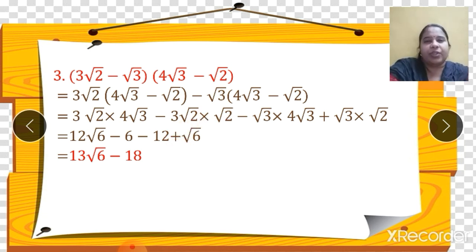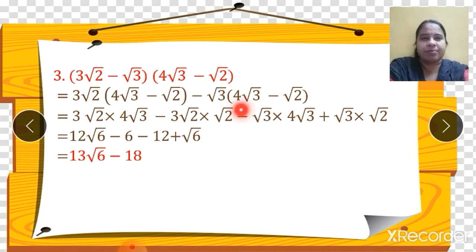Correct? Okay. Now like surds can be added and subtracted. Now see this. 12 root 6 and root 6 are like surds. This is having a plus sign. So you can add it. 12 root 6 plus 1 root 6. How much? 13 root 6. Correct? Minus 6 minus 12 is minus 18. Further I cannot add or subtract because this is a number, a whole number, and this is a surd which I need to subtract. That cannot be done. Okay, so you have to leave the final answer as 13 root 6 minus 18.